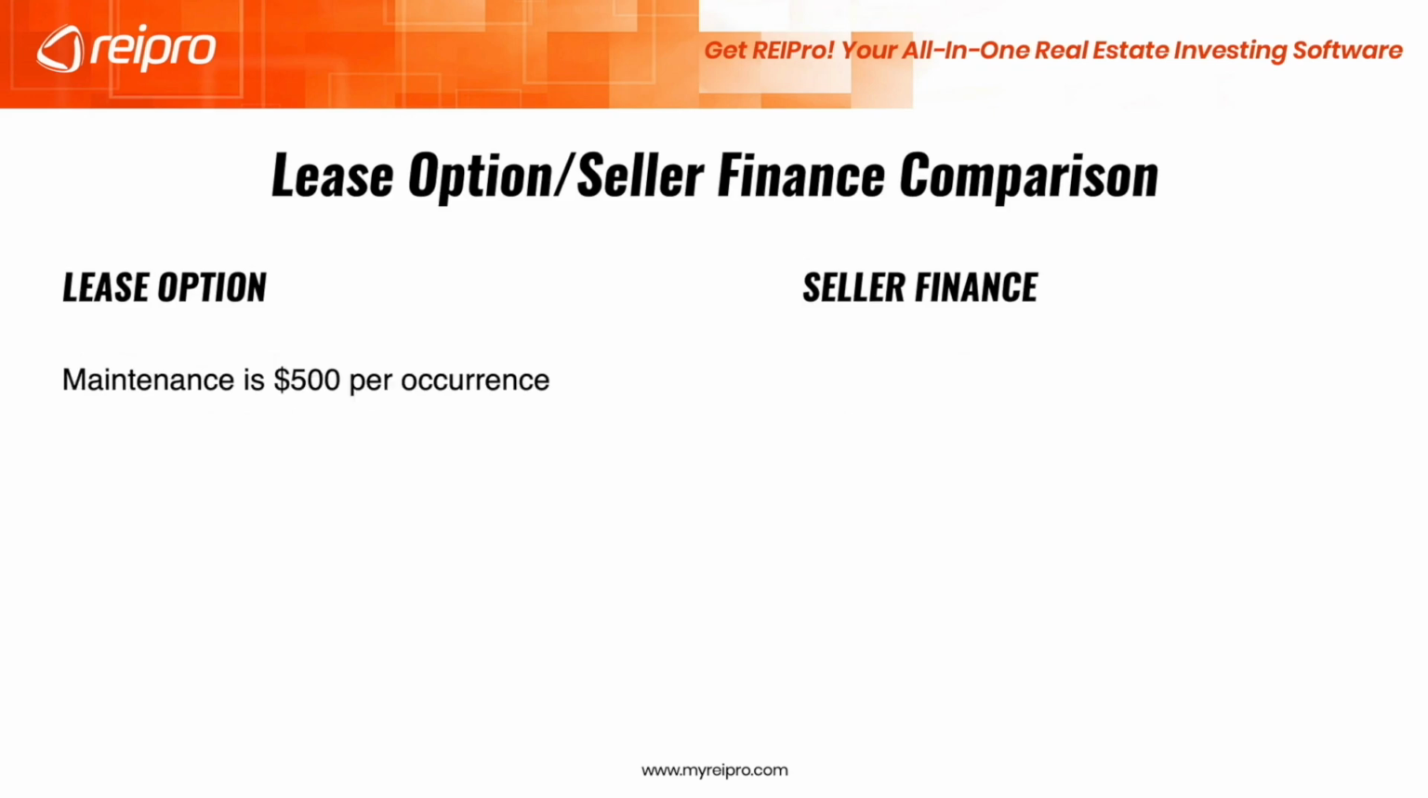Maintenance is $500 per occurrence. Where seller finance, you pay for all the maintenance. So what I like to do as an incentive for the owner with lease options is we pay up to $500 per occurrence for maintenance cost and repairs. And sellers love this because they don't want to be bombarded with all the small stuff that breaks. With seller financing, you own the home, so you are 100% responsible for everything that breaks.